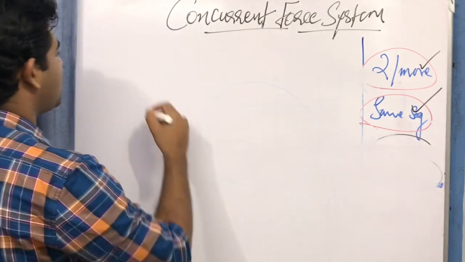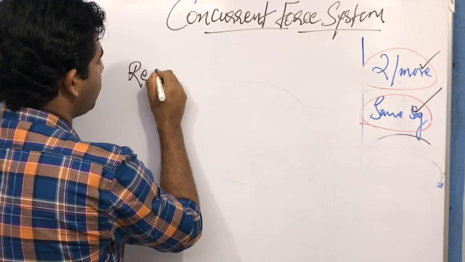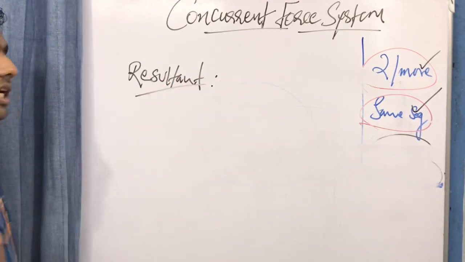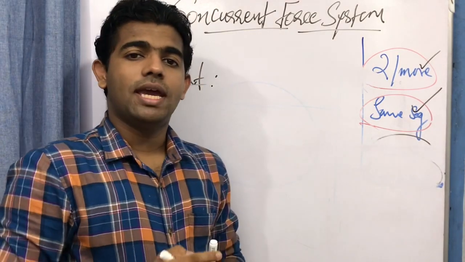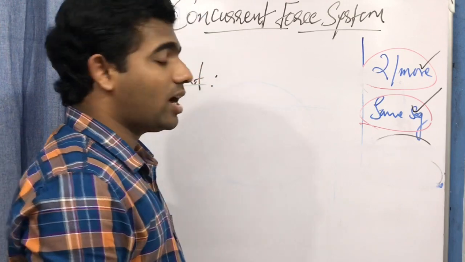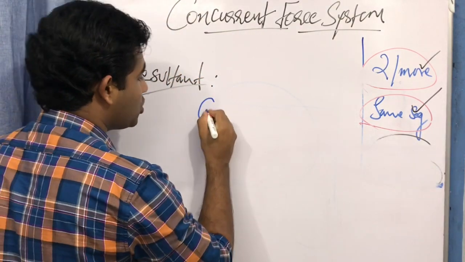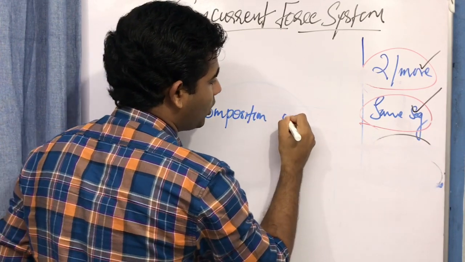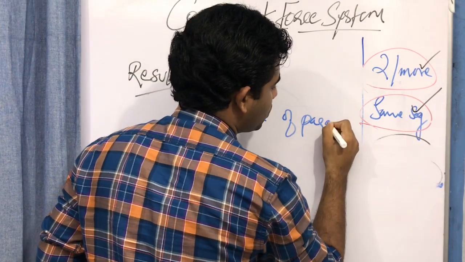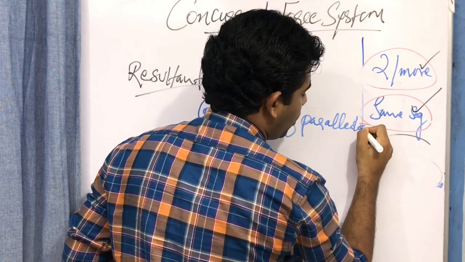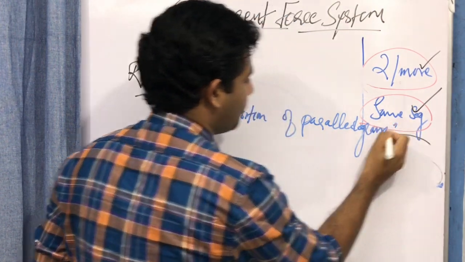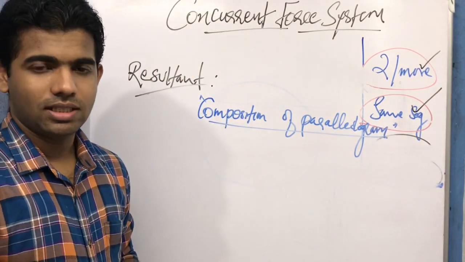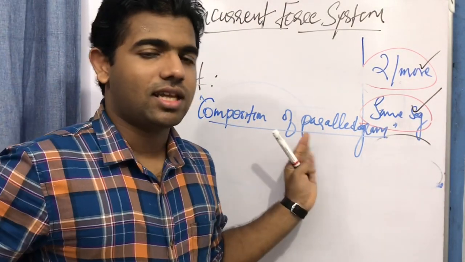Now, the discussion proceeds to finding the resultant of a concurrent force system. The resultant of the concurrent force system can be found by a technique known as the parallelogram method of force composition, or composition of a parallelogram.